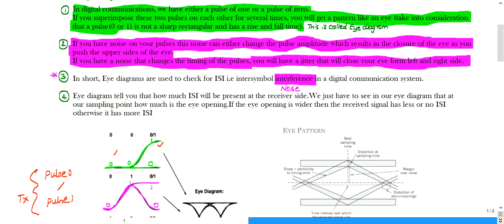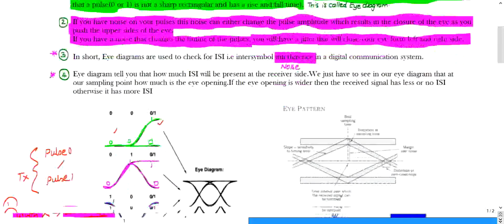So point number 4. Once again I am elaborating this ISI, what is it? The eye diagram will tell you how much ISI will be present at the receiver side. We just have to see in our eye diagram that at our sampling point, sampling points can be many, but at our sampling point, how much is the eye opening? How much has the eye been opened? If the eye opening is wider, then you can say that the received signal has less or no ISI. That's what I've been telling you for a long time. Otherwise it will have large ISI.